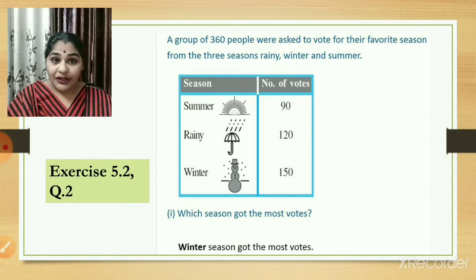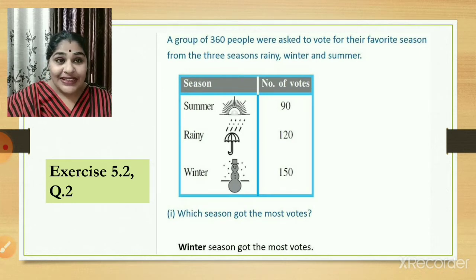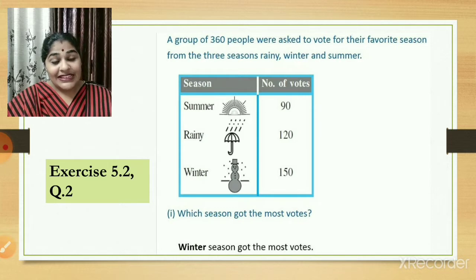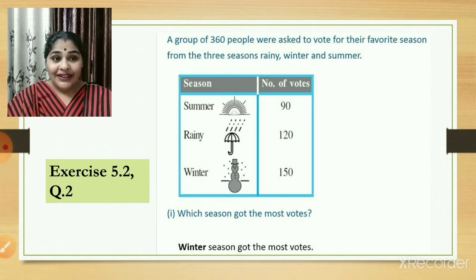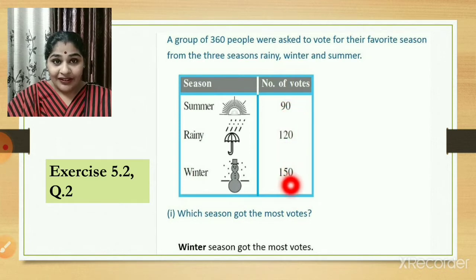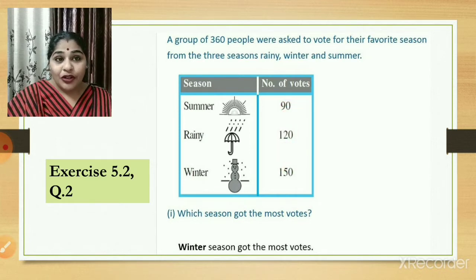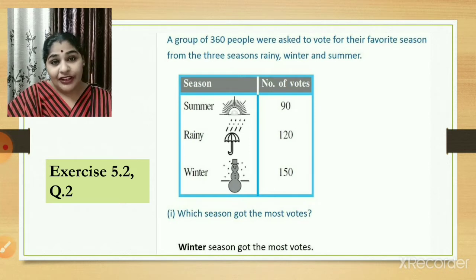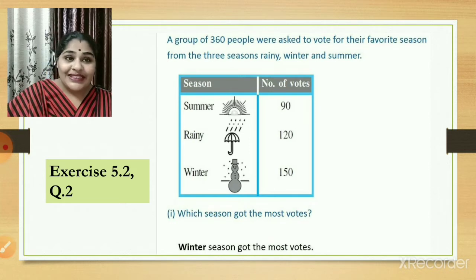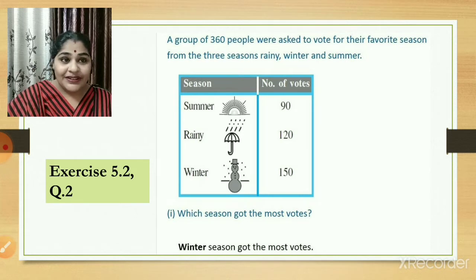Now question number 2. A group of 360 people. Now it is given the total number, and if you see, the data given is in number, right? Not percentage. The group of 360 people were asked to vote for their favorite season, from the 3 seasons: rainy season, winter and summer.